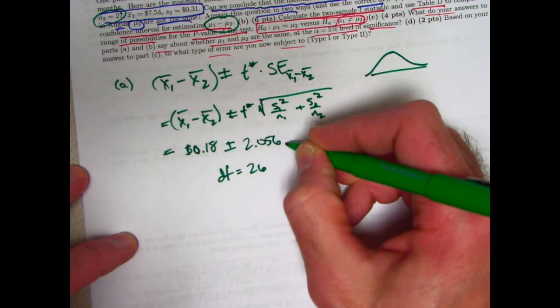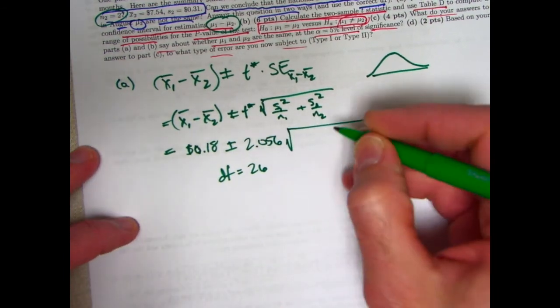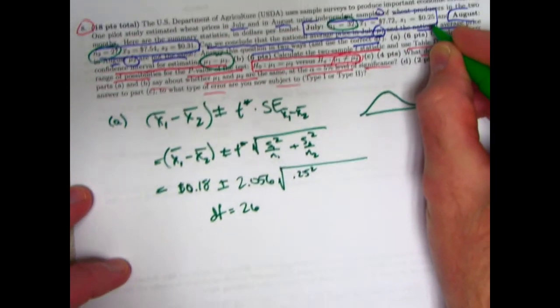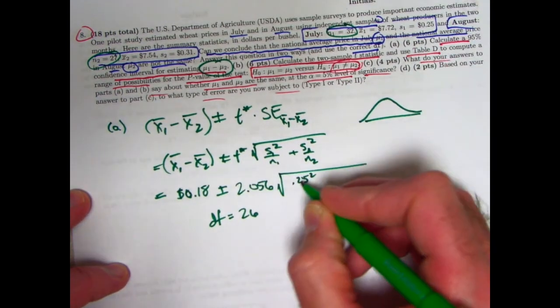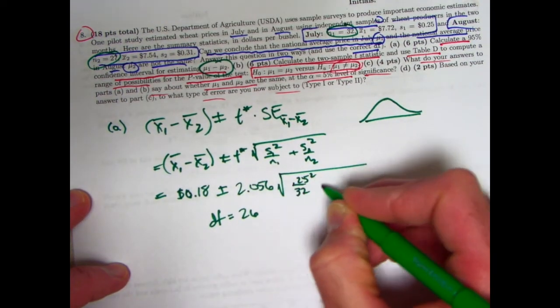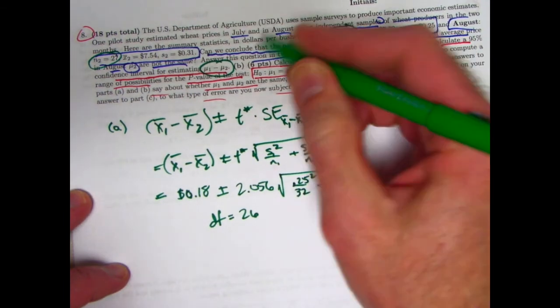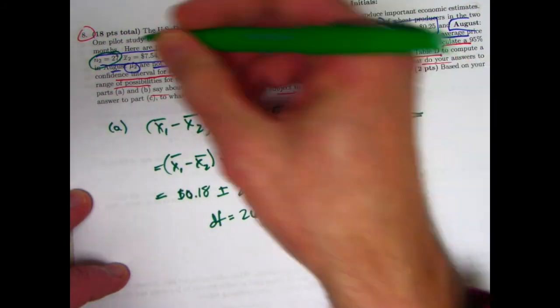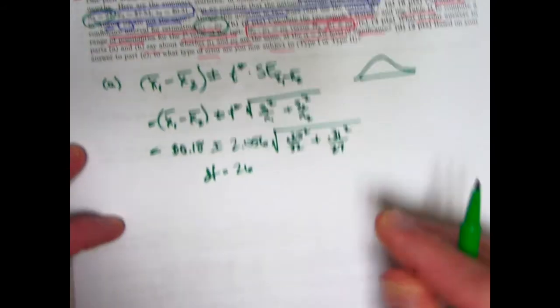2.056 times the square root. I'll just go ahead and write the numbers. 0.25 squared, there's the 0.25 up there. That's S1, divided by N1, which is 32. S2 is 0.31. 0.31 squared divided by N2, which is 27.